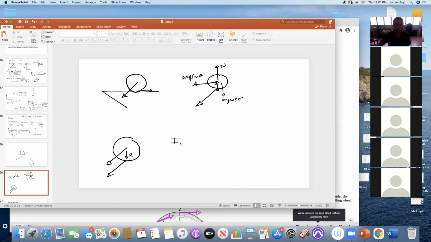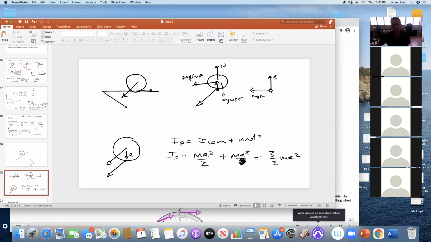And the parallel axis theorem said I center of mass plus md squared. So our new moment of inertia for a wheel is mr squared over 2. And we moved it down a distance r, so this is mr squared, not over 2. If I add these things together, I get 3/2 mr squared. And now, looking at this, my torque is actually r times mg sine theta, which is positive. And if this is rotating this way, it's positive.